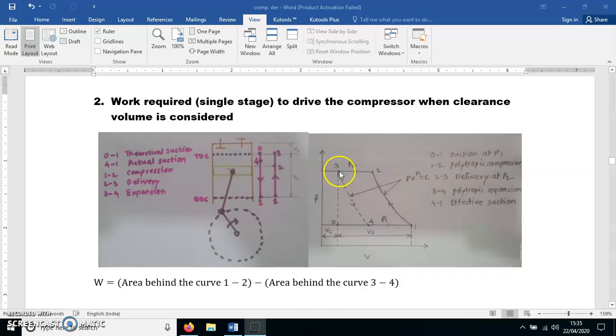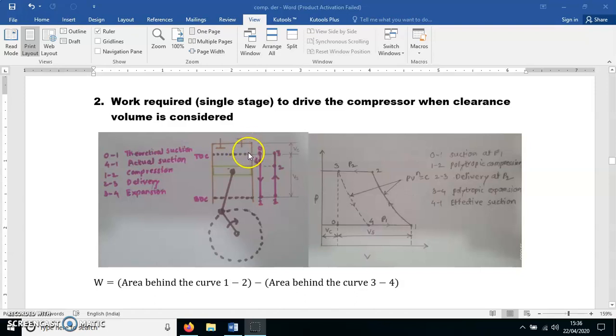Now from 3, this is the end of the cycle, no doubt. But in the next cycle what happens? Can you tell me, at the end of the first cycle when piston is completing the delivery and reaches top dead center, what is present in clearance volume? In clearance volume, residual air is present, and which is at discharge pressure P2.